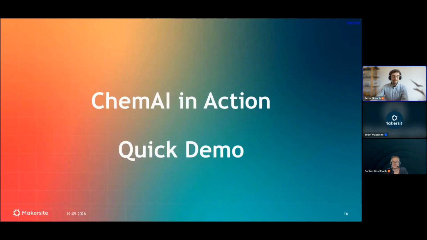So I know it's difficult to understand it without seeing the platform. So I'll now run a quick demo to show what this looks like in practice.